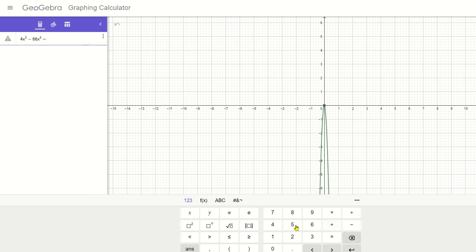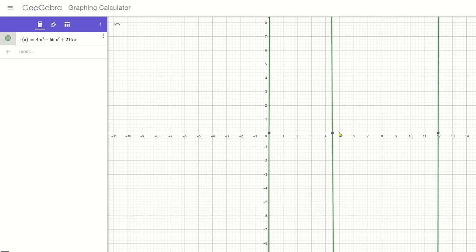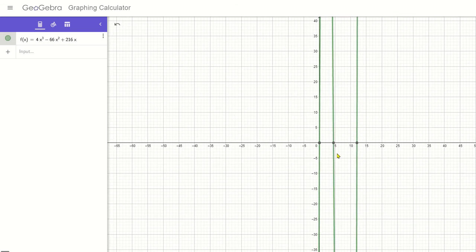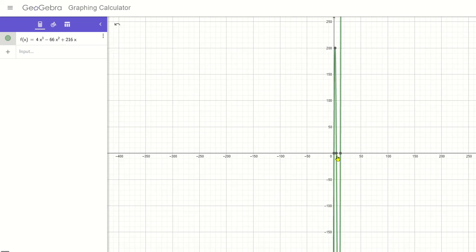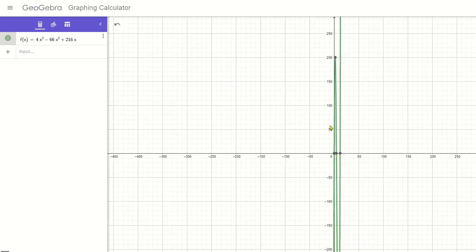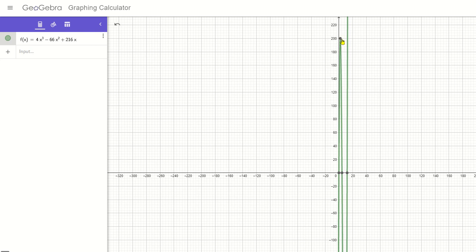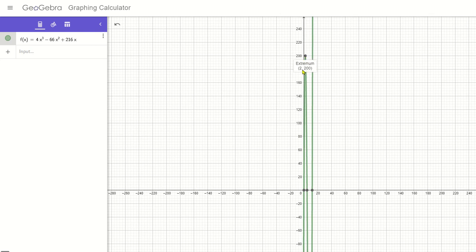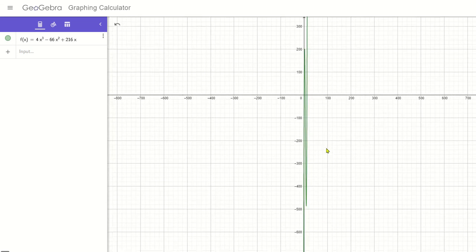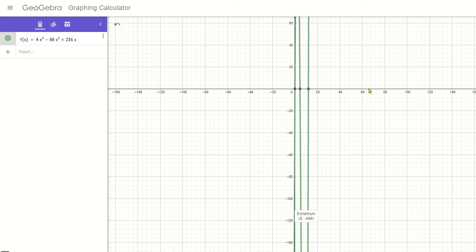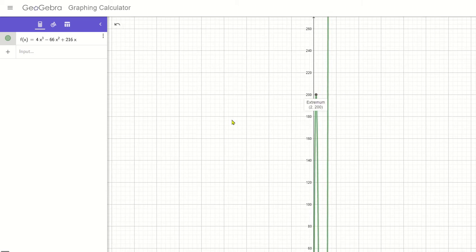And then plus 216x. Okay, so this is the value here. As you can see here, it reaches 200, right there. What is this value? 2 and 200. Okay, so below it should be here also. This one is 9 and negative 486. These are the critical values of this graph or of this function.